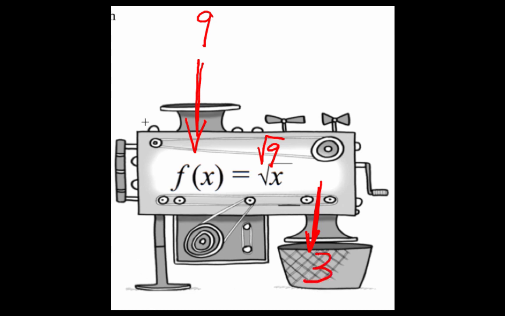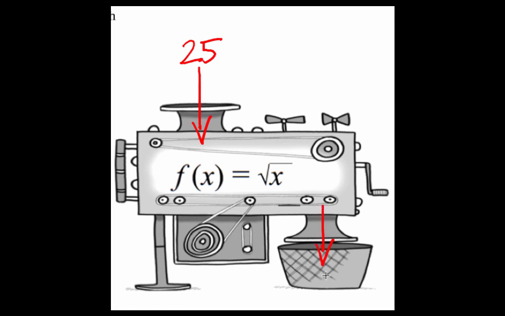Okay? Give you another example here. Let's say that our input is 25. So we're putting a 25 into the machine. What comes out of the machine? Whatever the square root of 25 is, which is 5. Okay? Input and output.